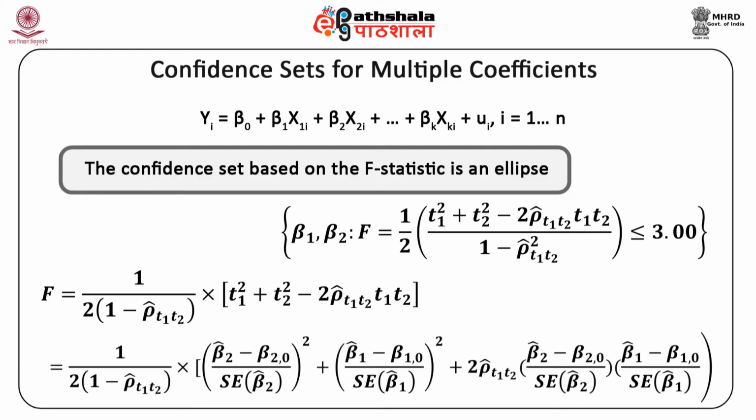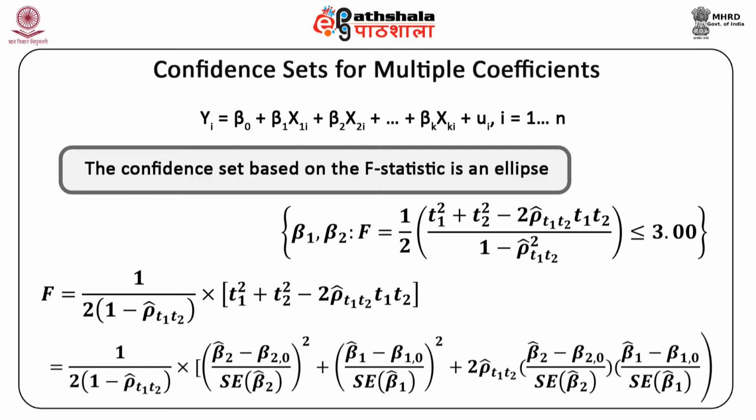For this, the 95% confidence set can be written as the beta 1 0 and beta 2 0 such that F(beta 1 0, beta 2 0) is less than 3. Here 3 is the 5% critical value of the F(2, infinity) distribution.